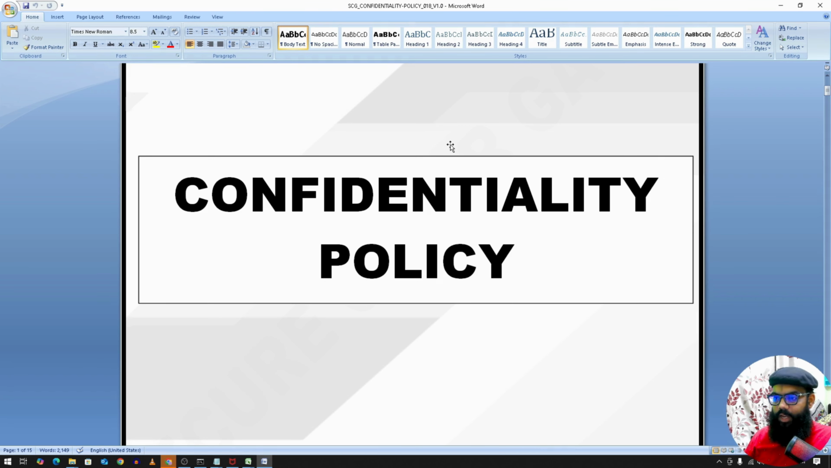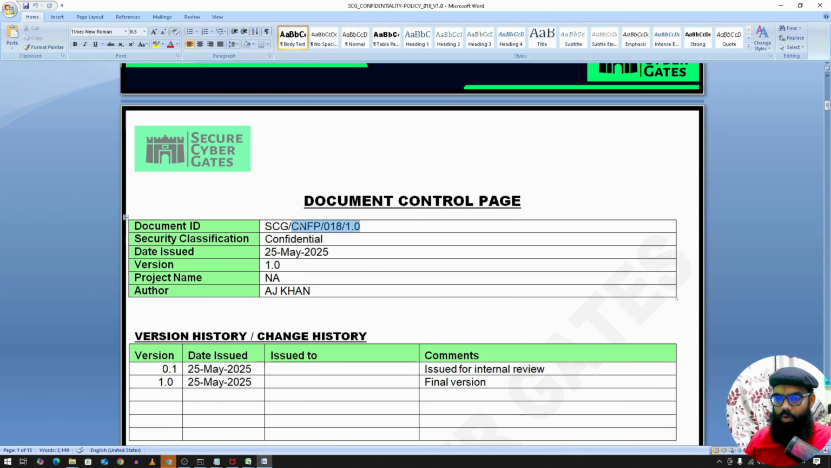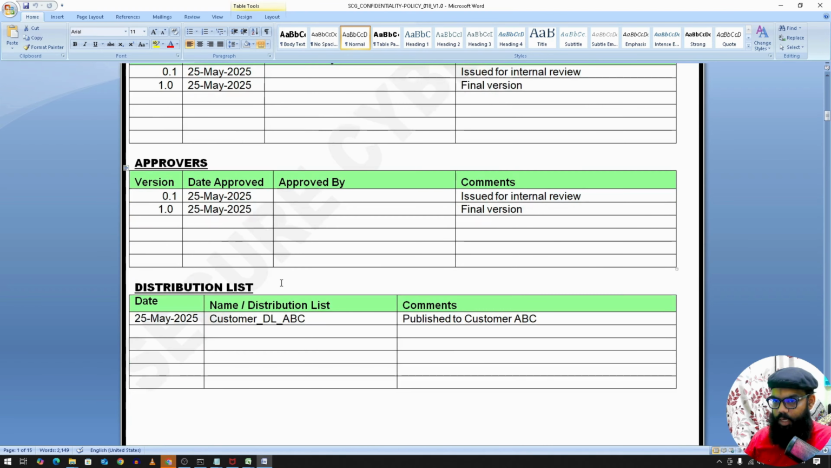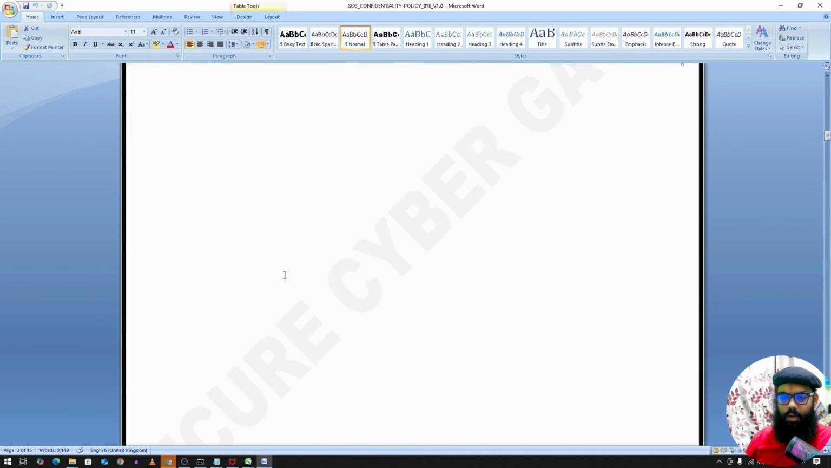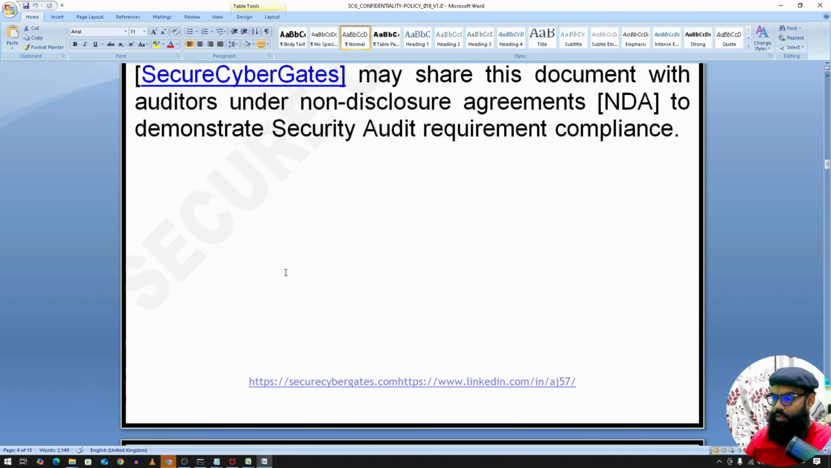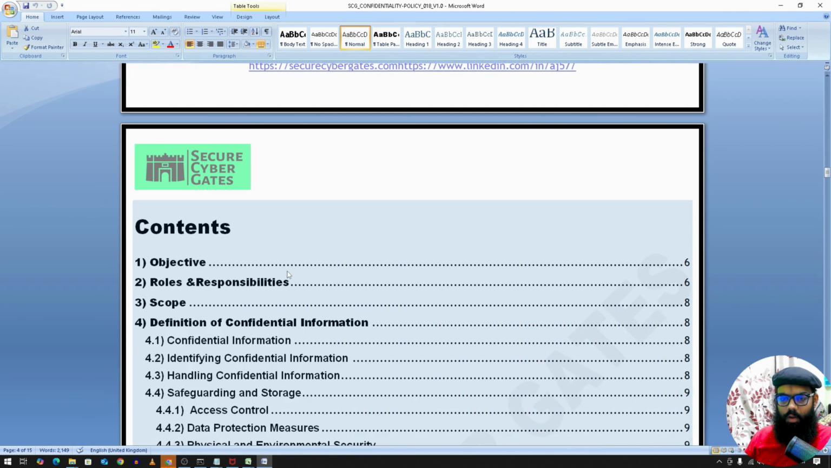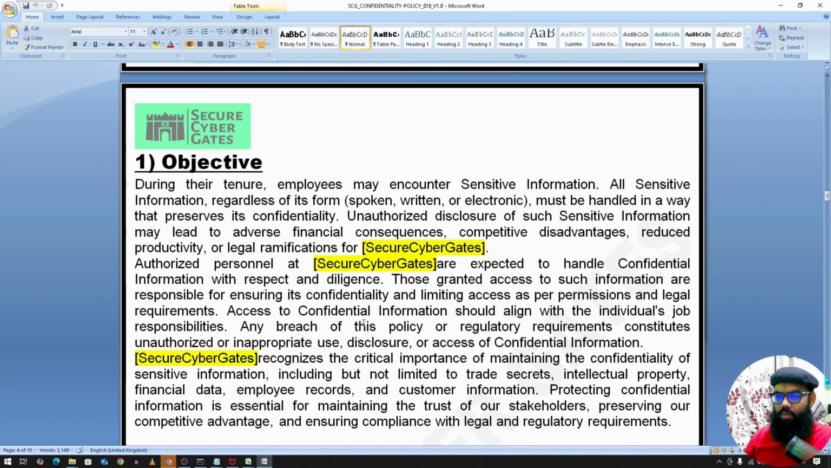The next one is confidentiality policy. So, document control page along with document ID, related documents, confidentiality statement. These are the table of contents.